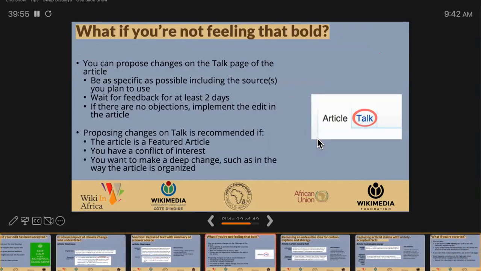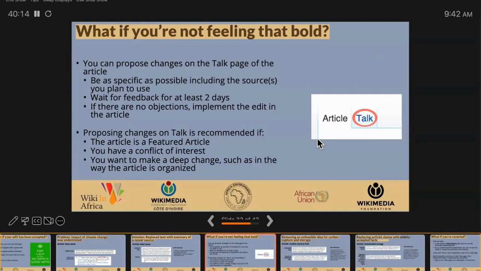Now, what if you're not feeling that bold? So here's where we get into talk pages. If you're less certain that what you're doing is going to be accepted, or if you're not sure, you can propose changes on the talk page. Be specific. Wait for feedback. Sometimes it takes a few days.